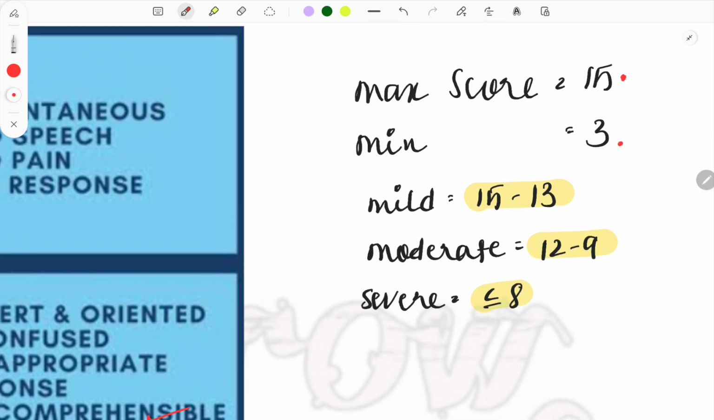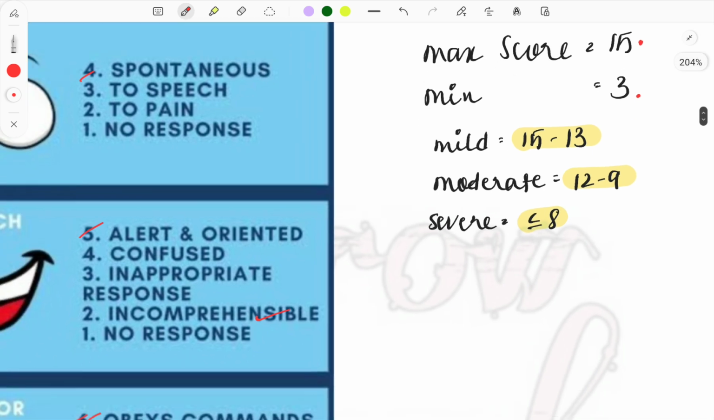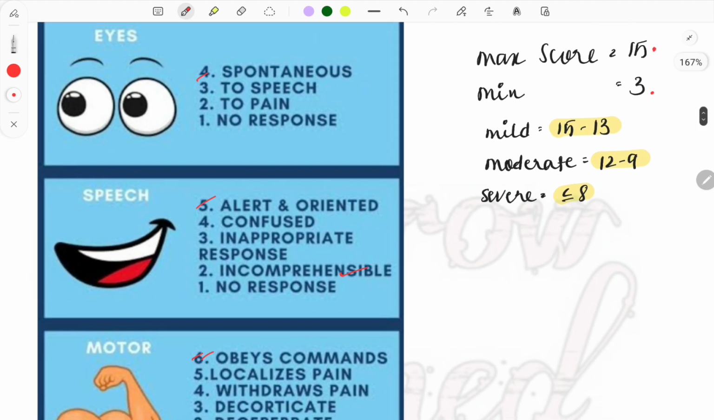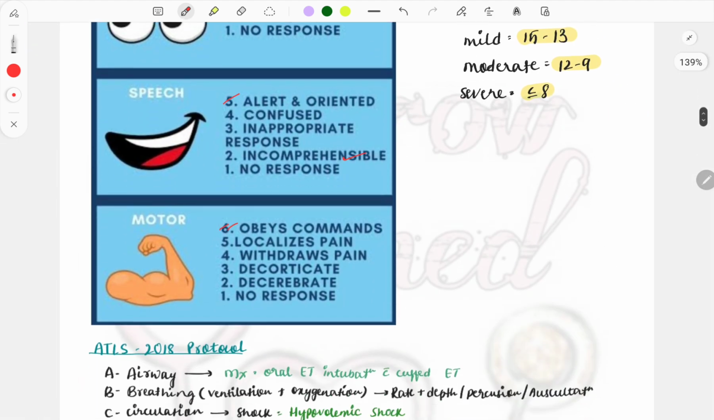We will classify it as mild when the patient's score lies between 15 and 13, then moderate and severe. The question can be asked where they describe all the things and ask what the Glasgow Coma score is, mild, moderate or severe, and they can also give it as options. Okay, so you need to be prepared in both ways.